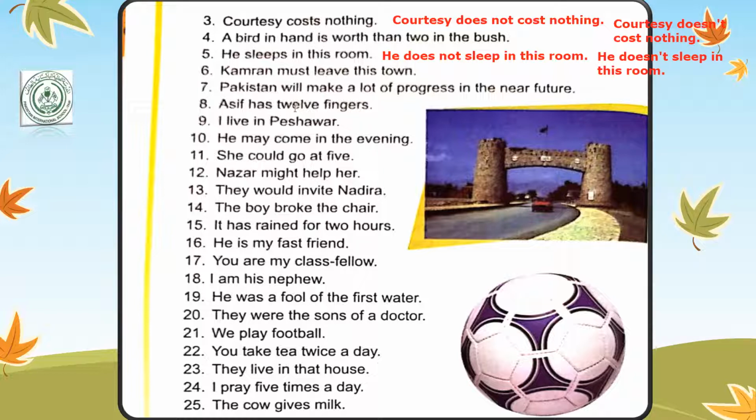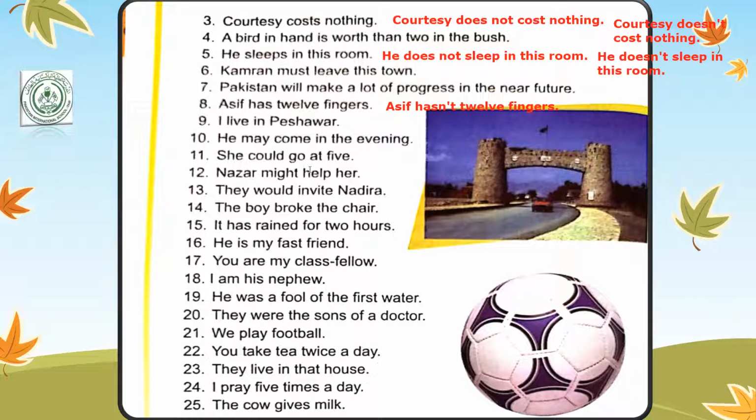Number 8, Asif has 12 fingers. Asif has not 12 fingers. Asif hasn't 12 fingers. I will just write one for you: Asif hasn't 12 fingers, like this, dear students. And second, has not, hasn't. And I live in Peshawar. I do not live in Peshawar. I don't live in Peshawar.